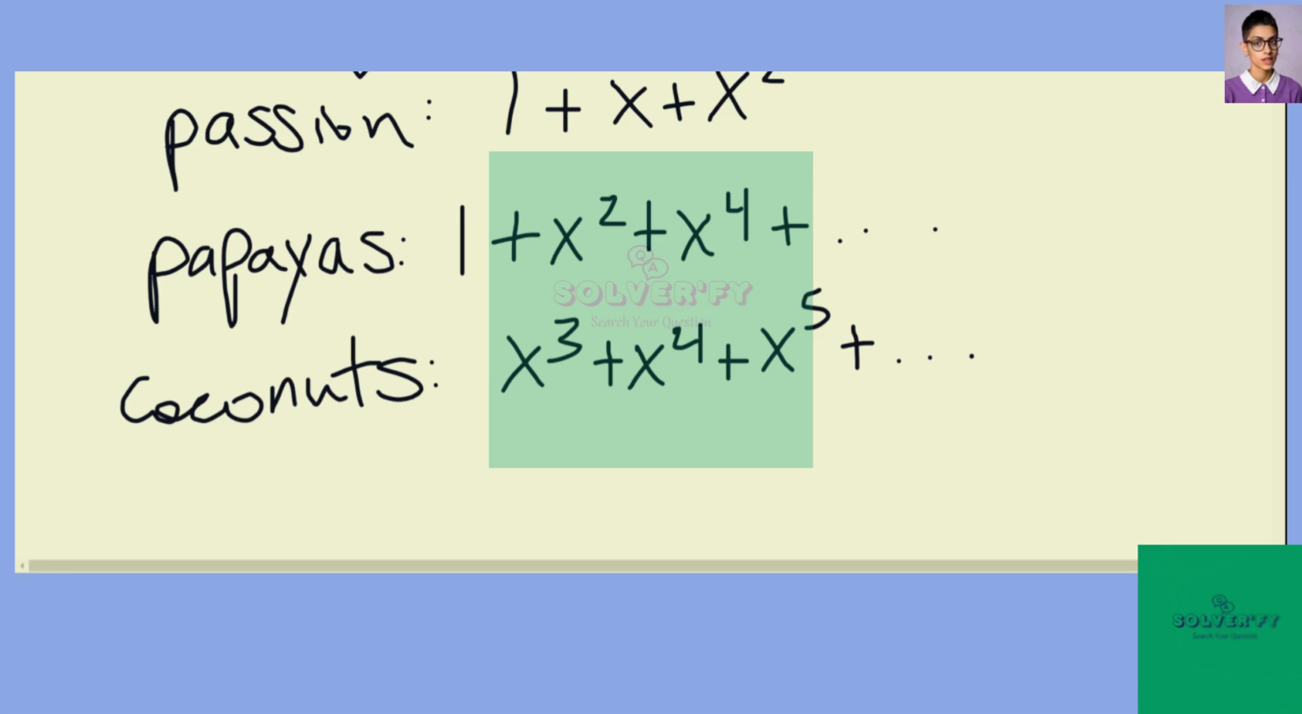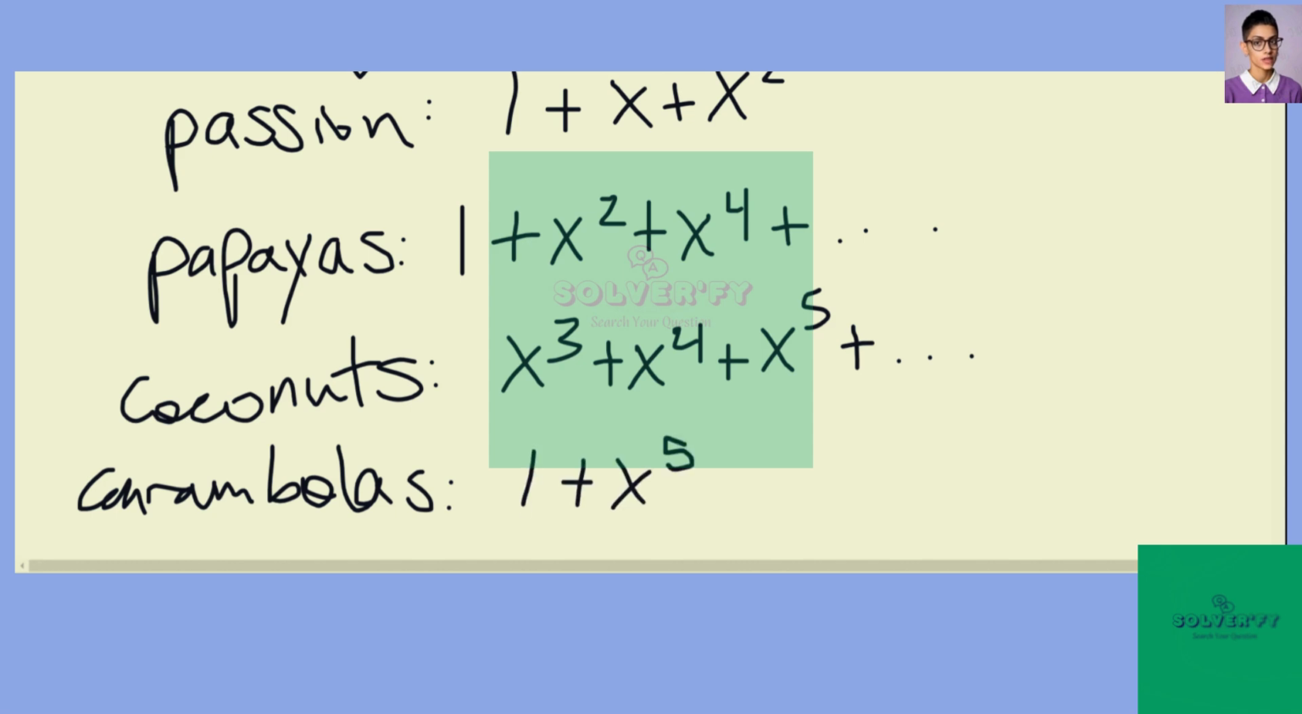And carambolas in groups of 5. And so the generating function for carambolas is going to contain all powers of x which are multiples of 5. So this is 1 plus x to the 5th plus x to the 10th, and so on. And so we have that the total generating function is the product of all these generating functions.